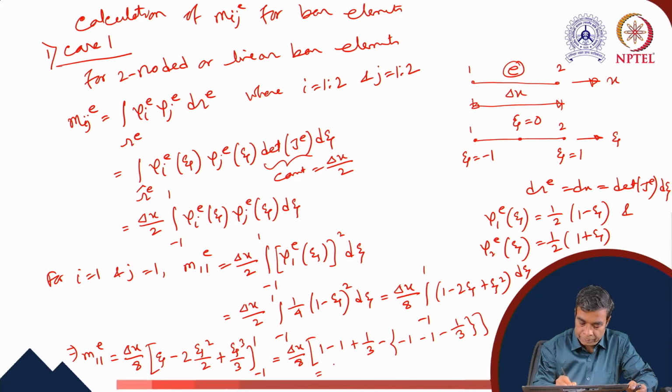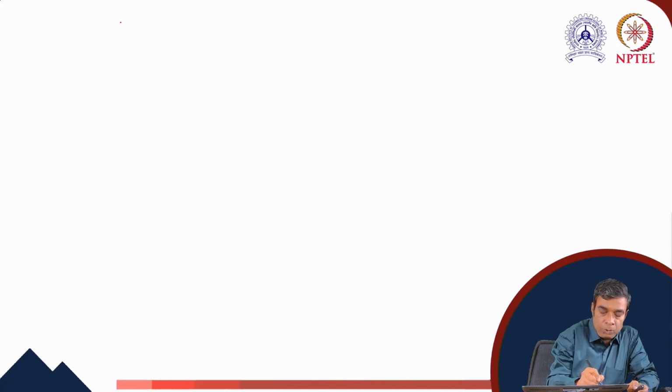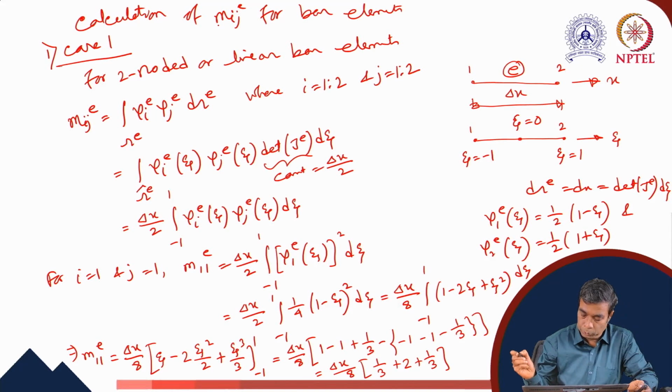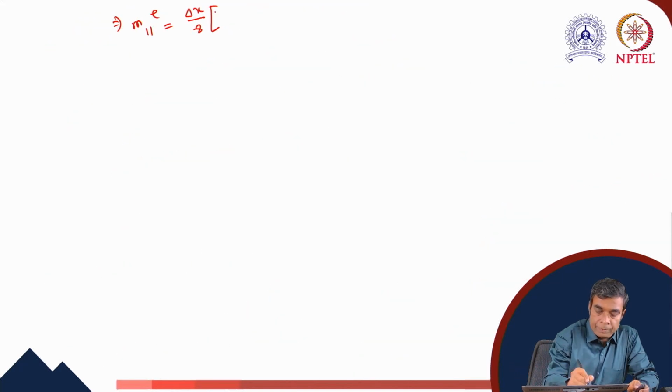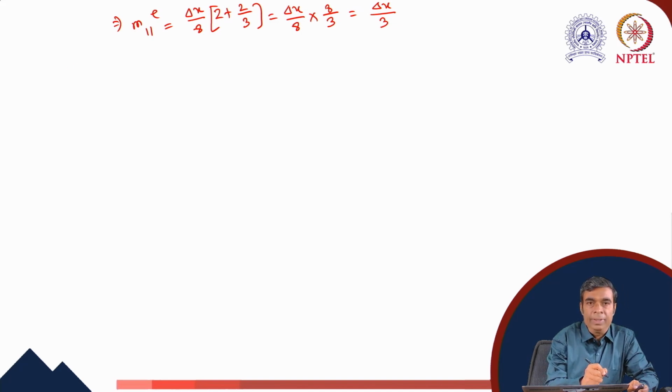This simplifies as delta x by 8 into, here we have 1/3 plus 2 plus 1/3. So this reduces to M11e equals delta x by 8 into 2 plus 2/3. 2 plus 2/3 equals delta x by 8 into 8 by 3. This equals delta x by 3. Now we can similarly calculate the remaining 3 terms.